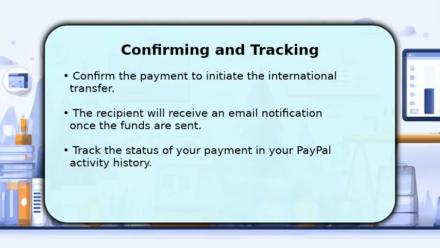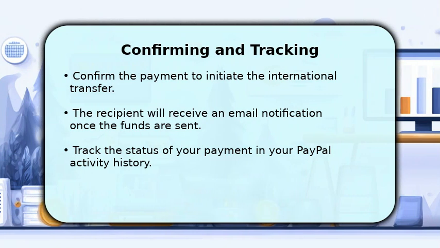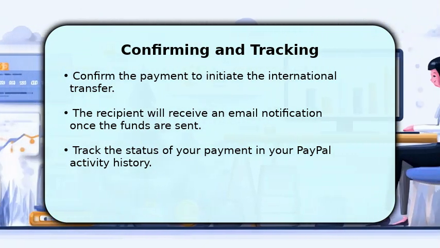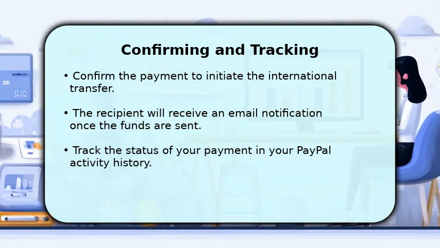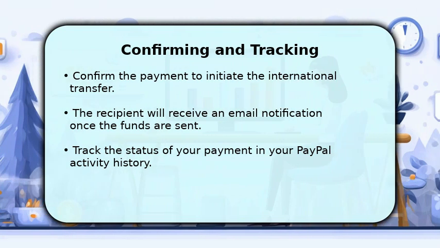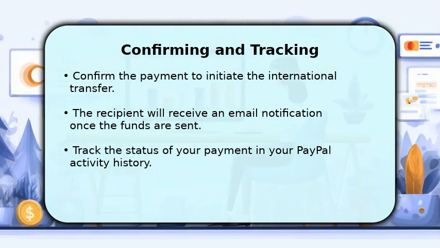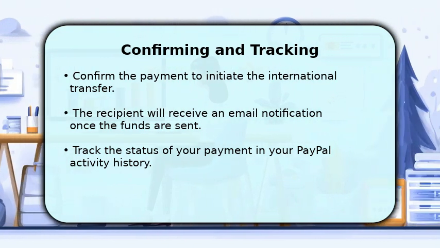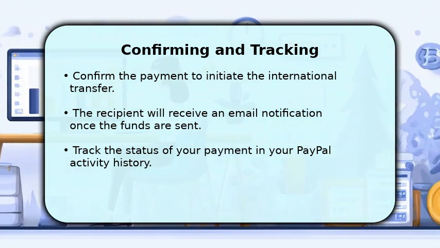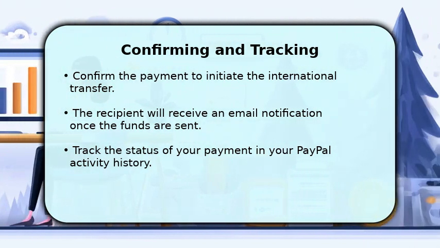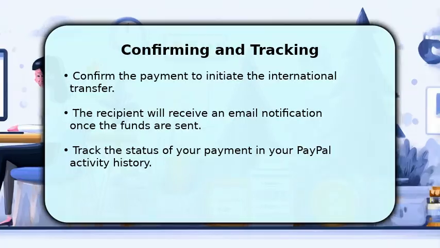Finally, confirm the payment to initiate the international transfer. Once confirmed, the recipient will receive an email notification letting them know the funds are on their way. You can easily track the status of your payment in your PayPal activity history, providing peace of mind. The entire process is designed to be straightforward, allowing you to send money across borders with just a few clicks, typically completing within minutes.